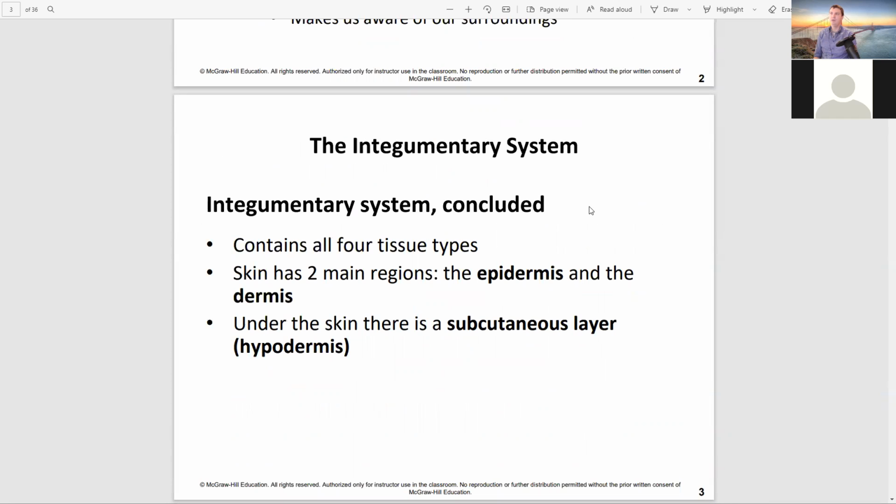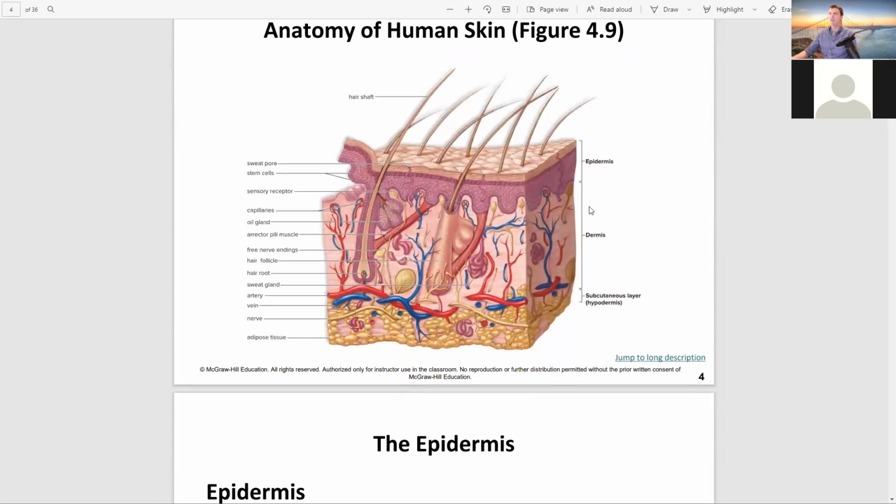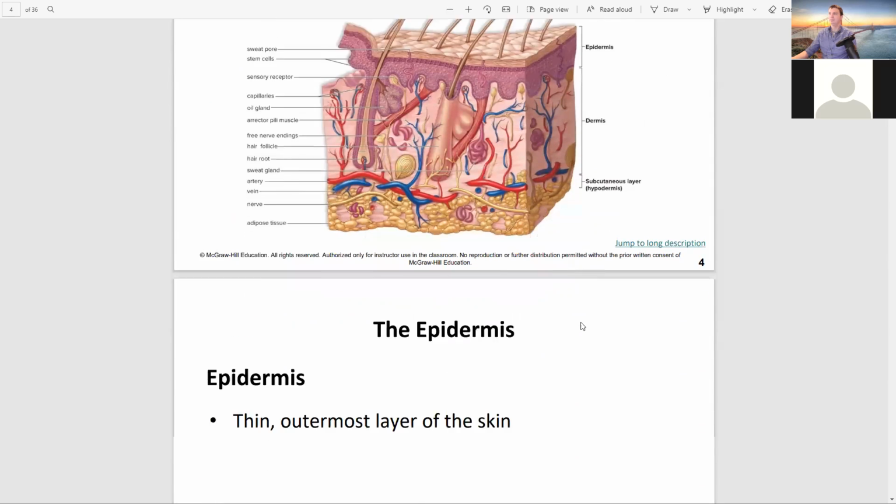Skin has two main regions, the epidermis and the dermis. And under the skin, there's the subcutaneous layer or the hypodermis. So that's illustrated here. So we have the outer layer, which is the epidermis. And then if you go a little deeper in the skin, you have the dermis. And then below that is the hypodermis or the subcutaneous layer.